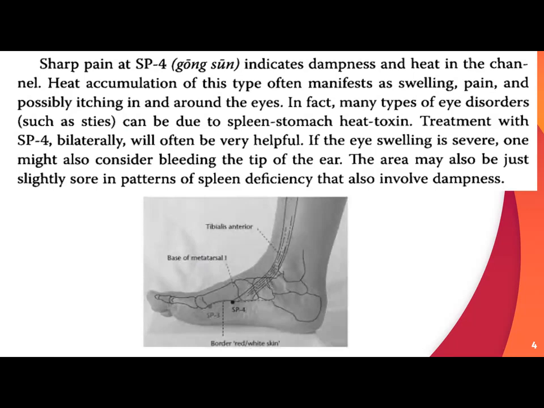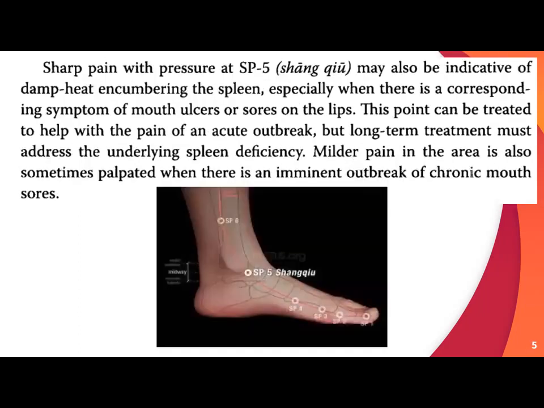Many types of eye disorders, such as styes, are due to spleen stomach heat toxin. So treatment with spleen 4 bilaterally will be very helpful. So try doing that if you have styes. If the eye swelling is severe, you may consider bleeding the tip of the ear. The area may also be just slightly sore in patterns of spleen deficiency that involve also dampness.